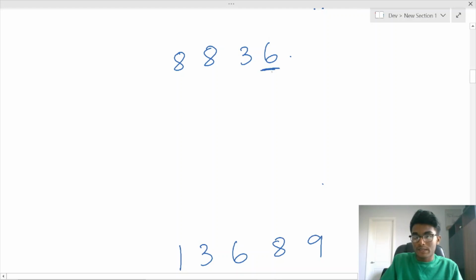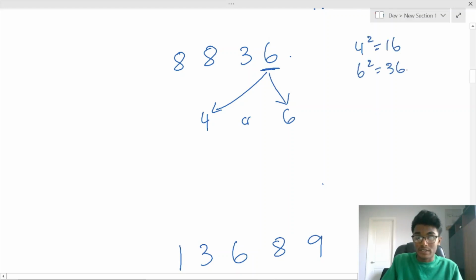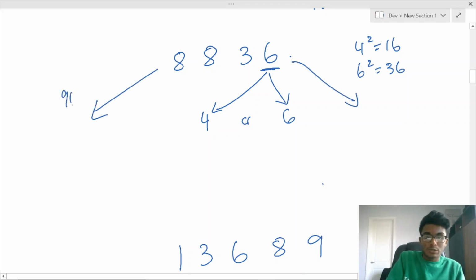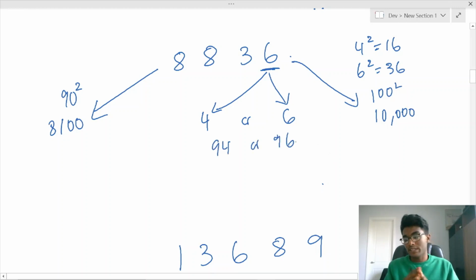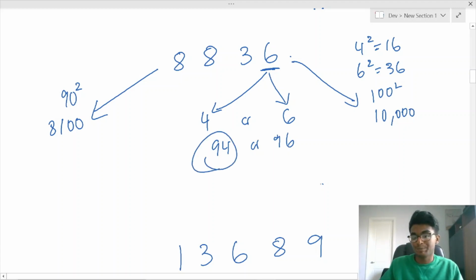Let's try a larger number. 8836. An ending of 6, meaning it has to be ending with 4 or 6, as 4 squared is 16 and 6 squared is 36. Now I consider the two limits. It's between 90 squared, which is 8100, and 100 squared, which is 10,000. So the number is either 94 or 96. Now I consider what it's closer to, 8100 or 10,000. It's much closer to 8100, so the answer is 94.